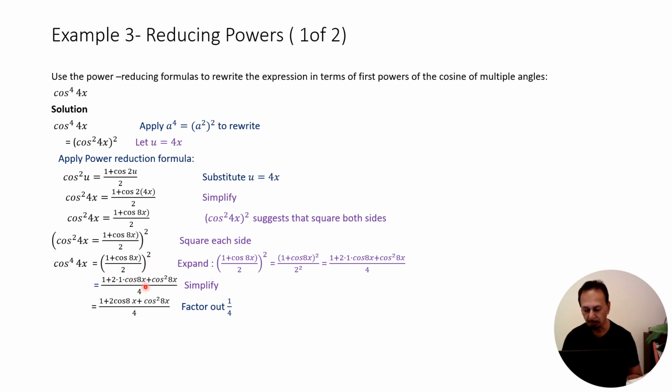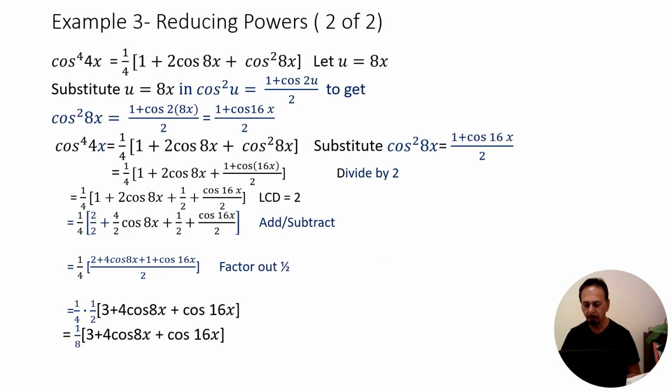Now we square this one. Well, the 2 squared becomes 4, and the square of 1 is 1. The square of cosine 8x becomes cosine square 8x. The middle term will be 2 times 1 times cosine 8x. We simplify, and it becomes 1 plus 2 cosine 8x plus cosine square 8x over 4 and factor out 1 over 4. So we have then cosine to the 4th of 4x equal to 1 over 4 brackets 1 plus 2 cosine 8x plus cosine square 8x.